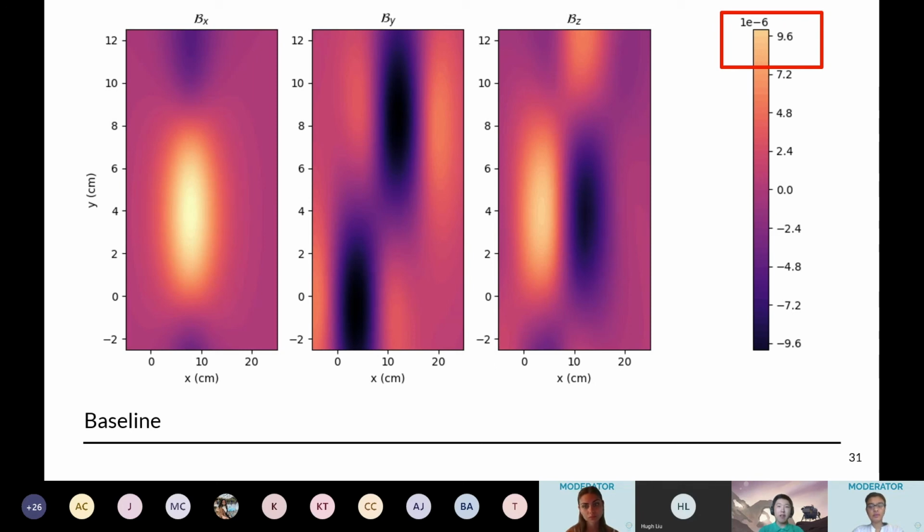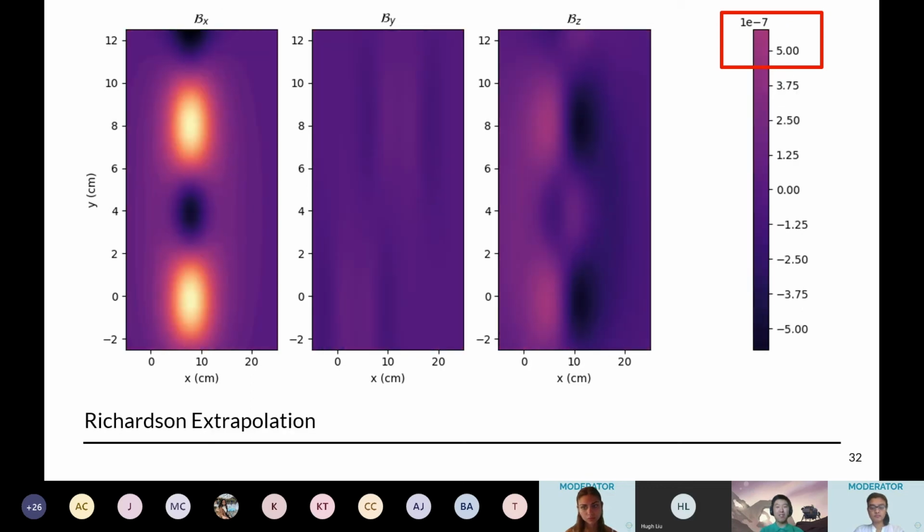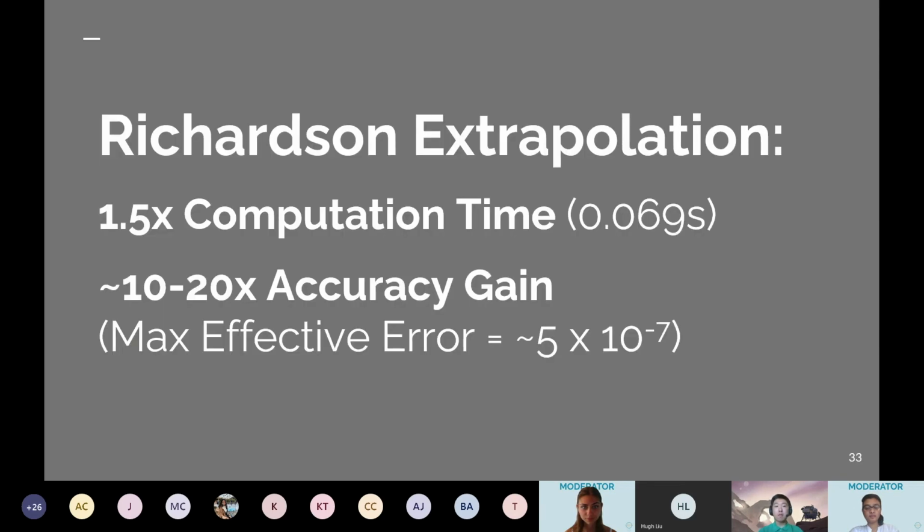Now, this is not very good, right? We see a lot of bumps and unevenness, particularly on the Y and Z plots. The total error bound on this is on the order of 10 to the minus 5. Now, check out what happens when we add Richardson extrapolation. Boom, look at that. Look at the Y and Z plots. Look how comparatively smooth that is. Everything is nicely around 0, and we have a much lower error bound as well, 10 to the minus 7 now. This is awesome because with an extra 1.5 times in computation time, we gain 10 to 20 times accuracy, which is phenomenal for us.